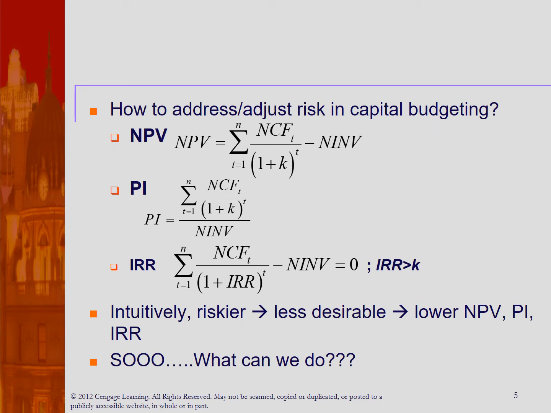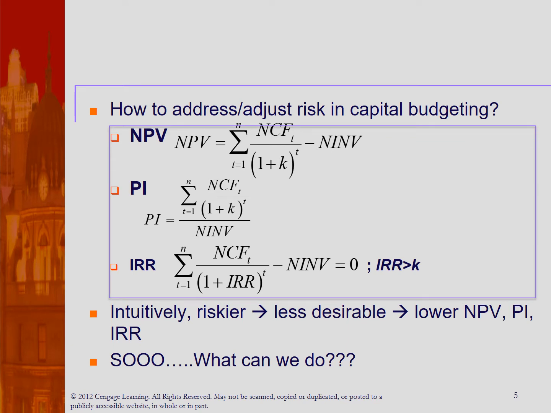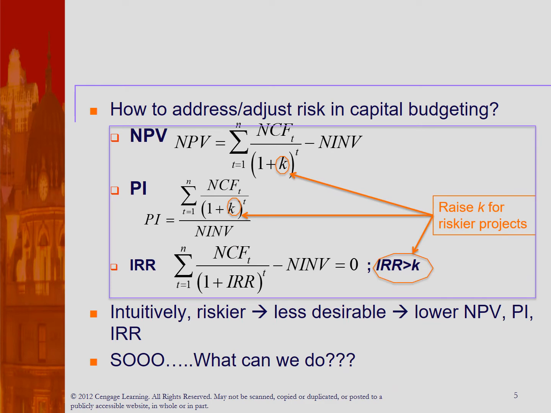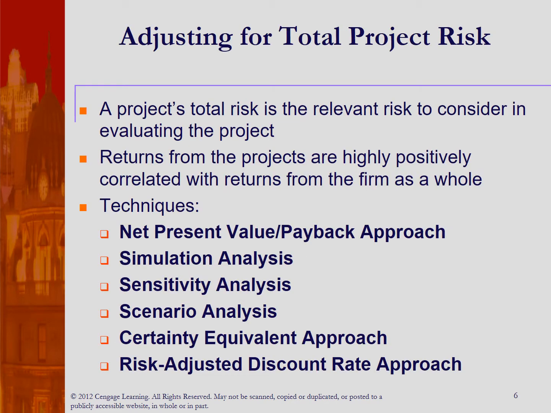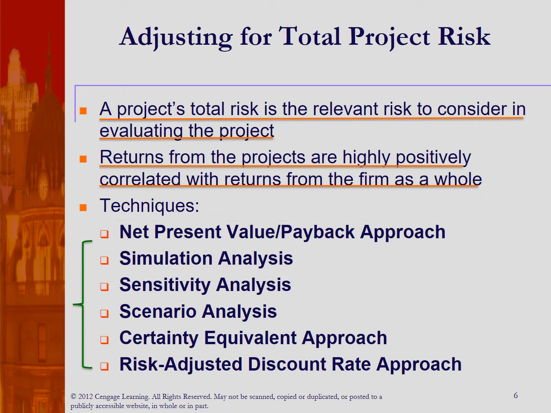So, how to adjust risk in capital budgeting? By looking at the decision criteria presented here. For riskier projects, we can raise the discount rate, that is the required rate of return, or adopt more conservative estimates for net operating cash flows. The risk adjustment procedures presented here are appropriate when a firm believes that a project's total risk is the relevant risk to consider in evaluating the project, and when returns from the projects are highly positively correlated with returns from the firm as a whole.